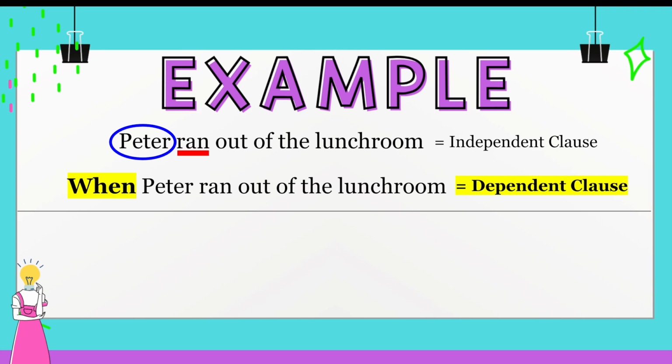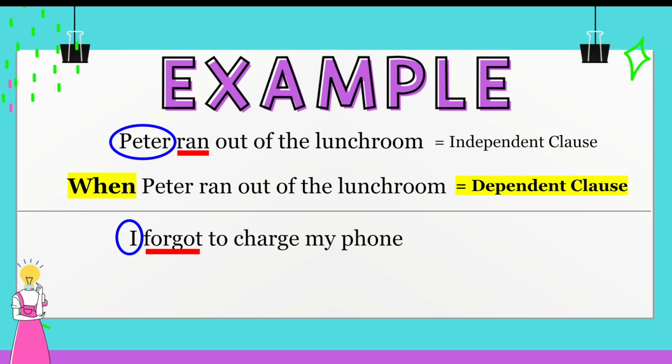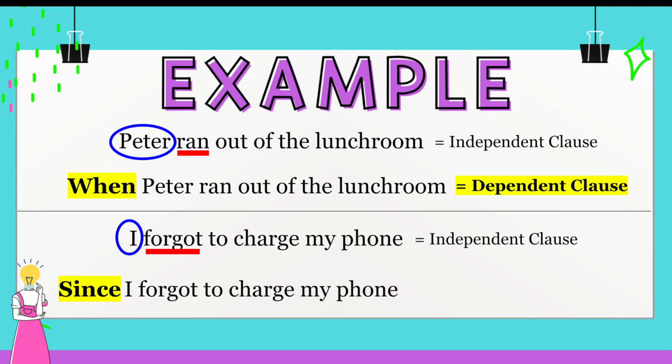Let's look at another example. I forgot to charge my phone. So, is this an independent clause? Let's look. It has a predicate. It has a subject. Great. So we know this is an independent clause. But when we add a subordinating conjunction like since I forgot to charge my phone, now we have a dependent clause because we want that information.